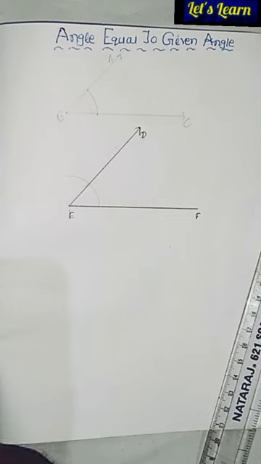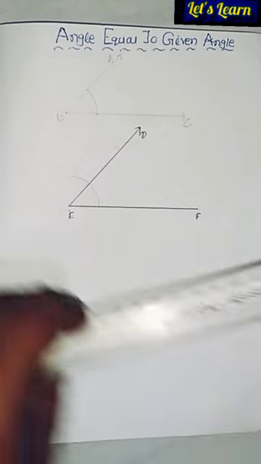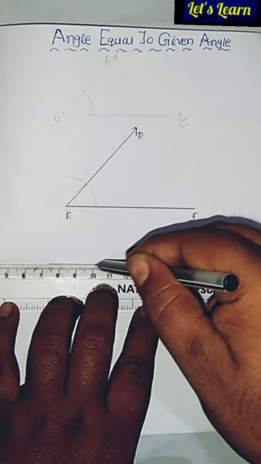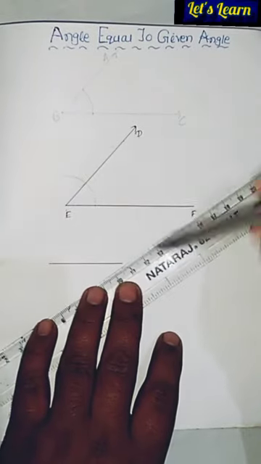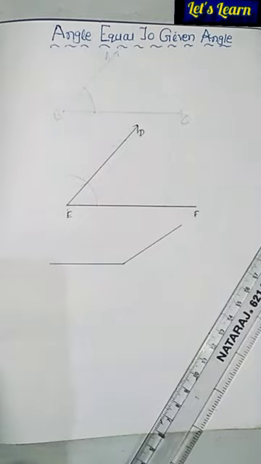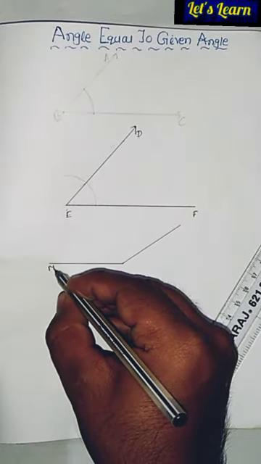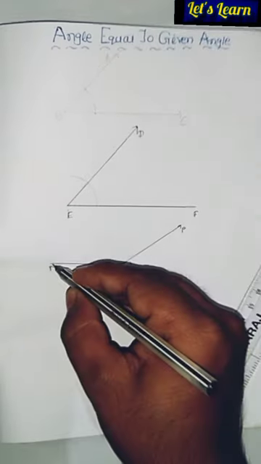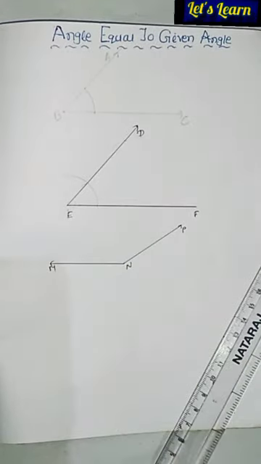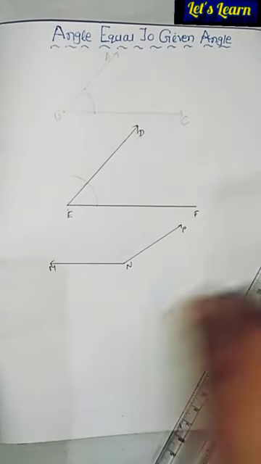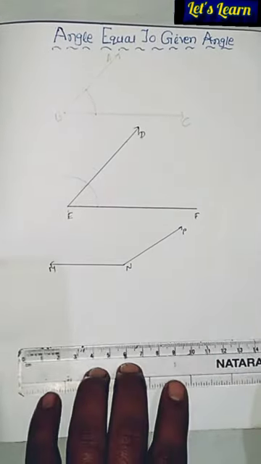In a similar way, let us try another angle. Suppose an angle is given like this. Let the angle be MNP. This angle should be copied using the compass. The same process.